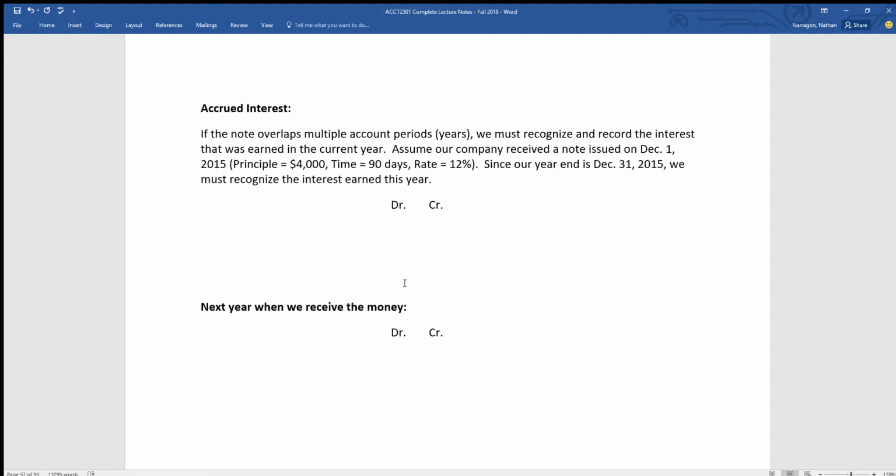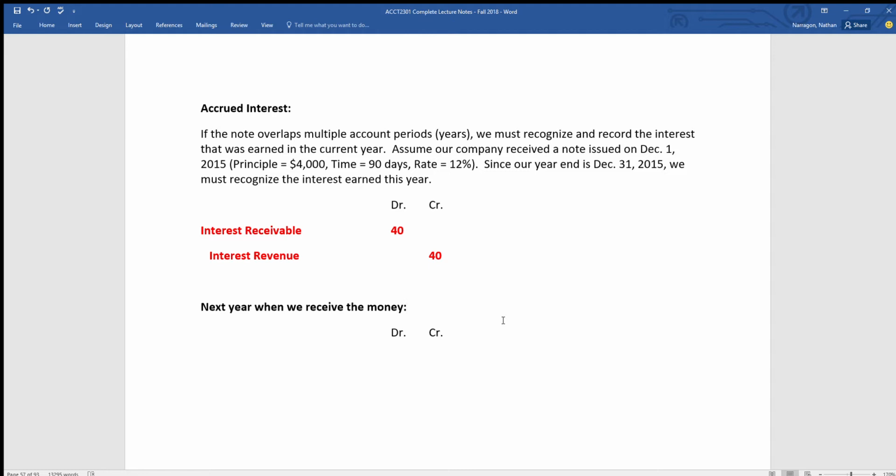So with this example, now we have a note that overlaps December 31st. Again, we're going to assume that the principal is 4,000, the time is 90 days, and the rate is 12%. Okay? This happened on December 1st that we did this note. So December 1st to December 31st, that's only 1 month. So we have to accrue 1 month of interest. So our journal entry is going to be interest receivable of 40 and interest revenue of 40. Okay, so we expect to receive this interest. So again, another new account.